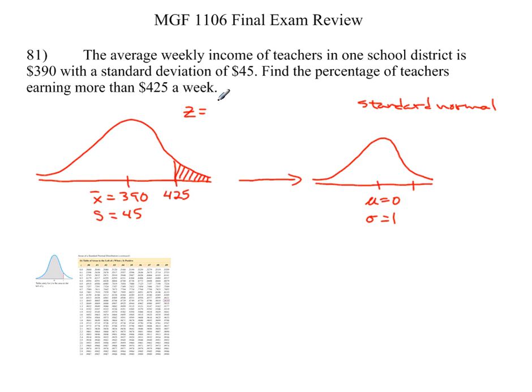To find the z-score, we're going to take our particular piece of data, the 425, subtract the mean, and divide it by the standard deviation 45. This tells us how many standard deviations the 425 is from the 390. This subtraction gives us the directed distance between the mean and the 425. Then when I divide it by the 45, that tells me how many of these standard deviations are in that directed distance. We'll let our calculator do that.